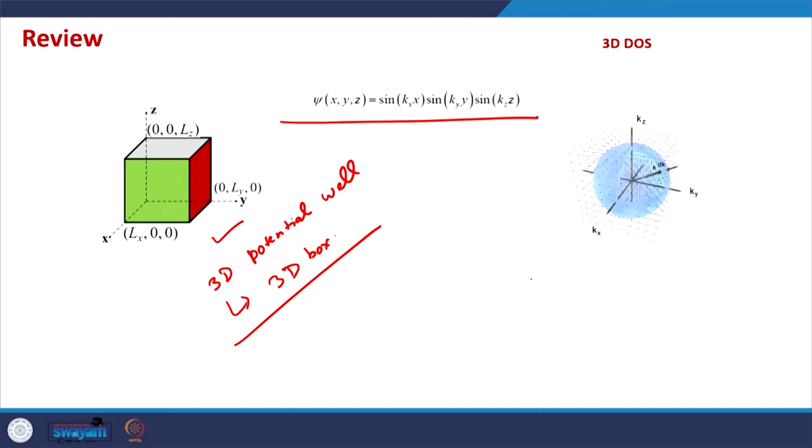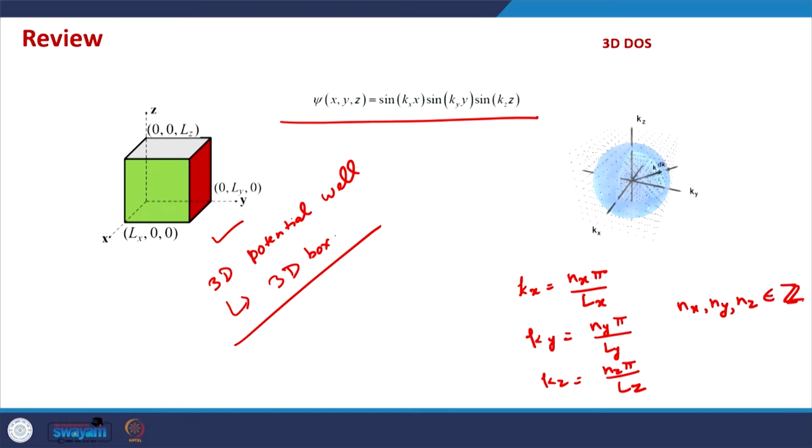And here the allowed kx, ky, kz values are, as we saw in the previous discussion as well, kx is nx pi by lx, ky is ny pi by ly, and kz is nz pi by lz, where nx, ny and nz can be any integer. They belong to the set of integers.